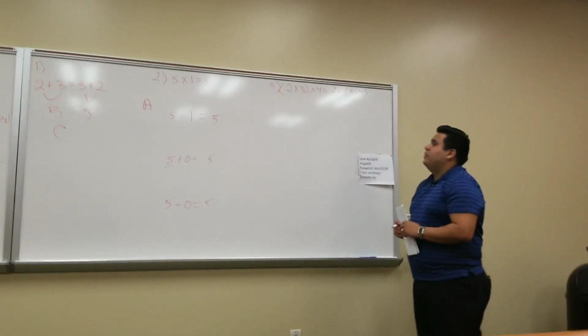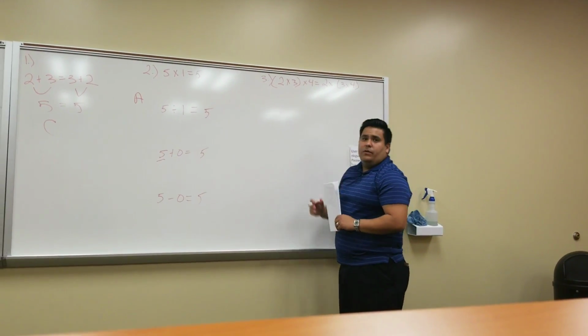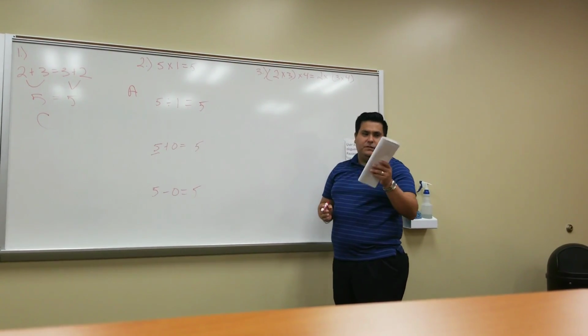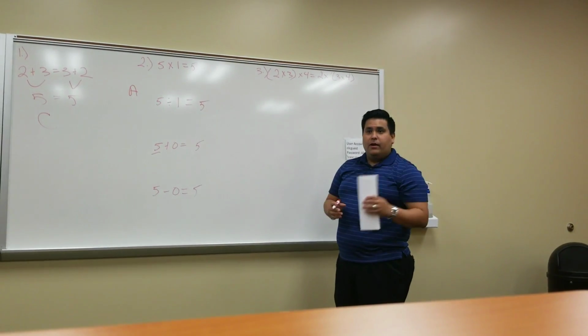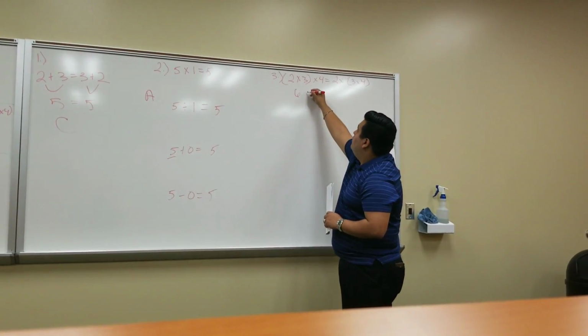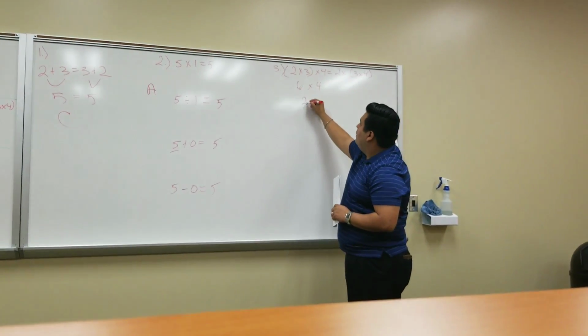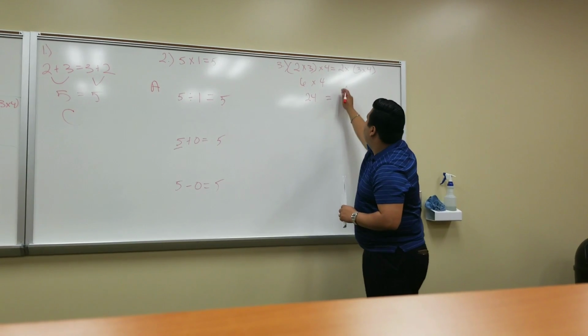Last one, let's take a look at this problem. It's a little bit more difficult. We have a lot more numbers going on here. So we start with what? Parentheses, PEMDAS. We've spoken about that before in prior lectures. So 2 times 3 is what? 6. Bring down the 4. What's 4 times 6? 24. Excellent. So let's look over here. Bring down this. Now let's work this side out.